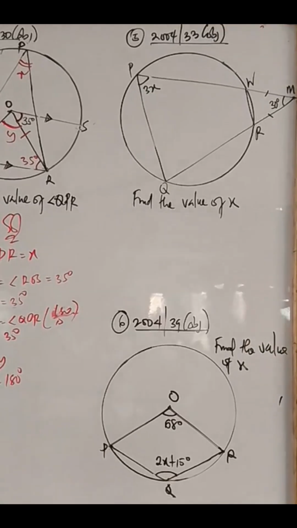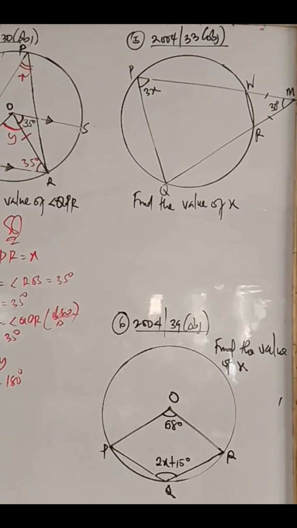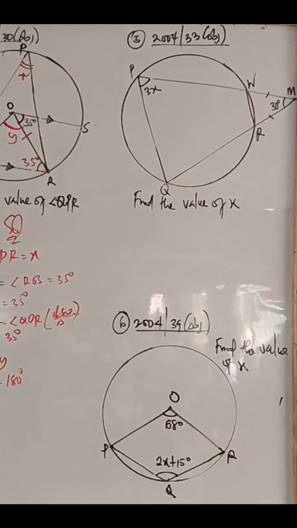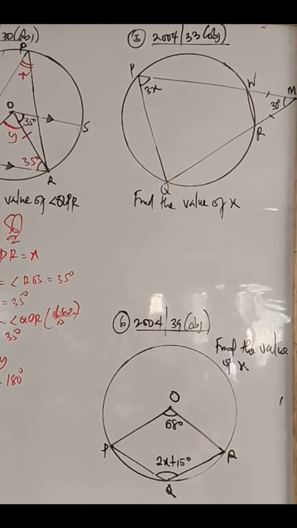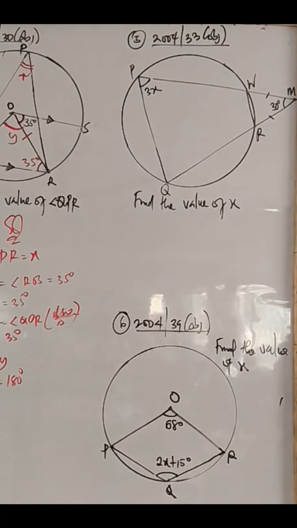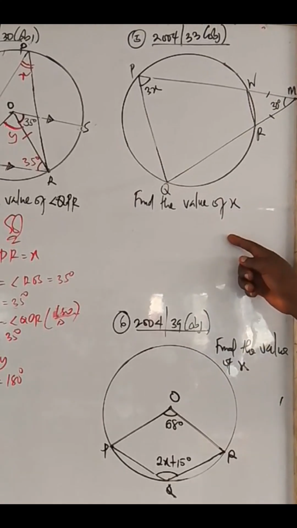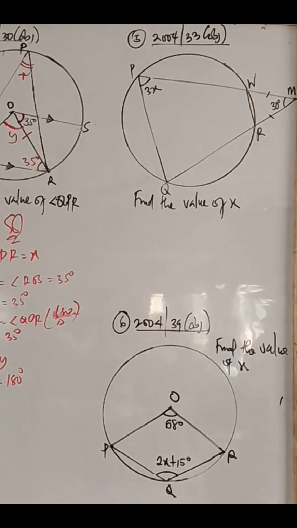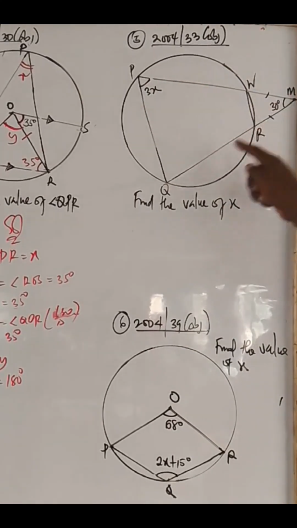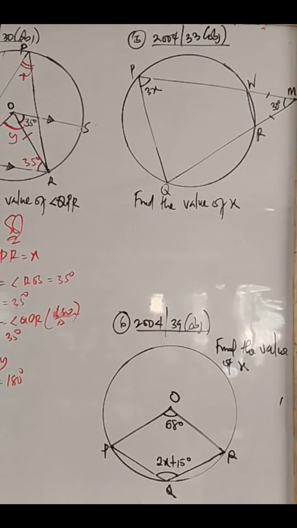The next question here, same year, 2004. In 2004, we have 5 questions on circle theorem with OBJ only. So find the value of x. Where is x? We have 3x here. Now looking at this, it is actually a cyclic quadrilateral, so no panic.